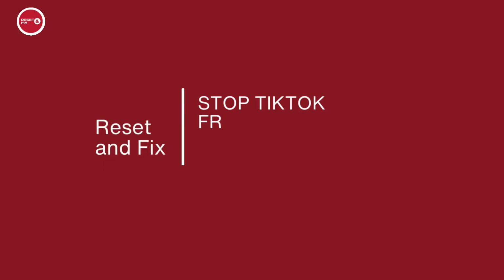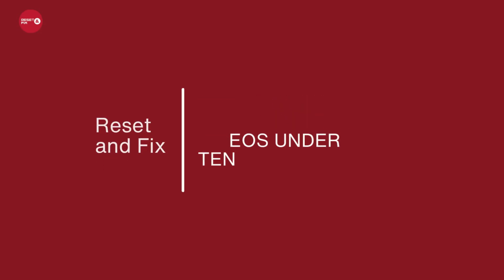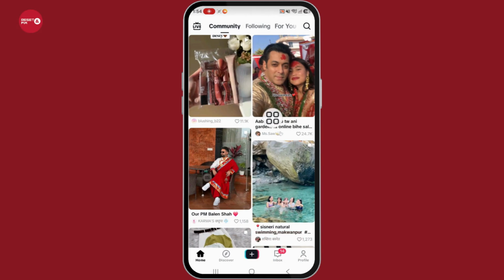In this video, I'll show you how to stop TikTok from showing videos that are under 10 seconds long. First, open the TikTok app on your device. It's important to know that TikTok does not currently have a built-in setting that lets you automatically filter videos based on their length. However, you can train your For You page to show fewer short videos.